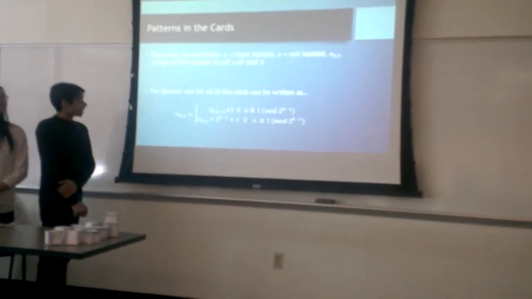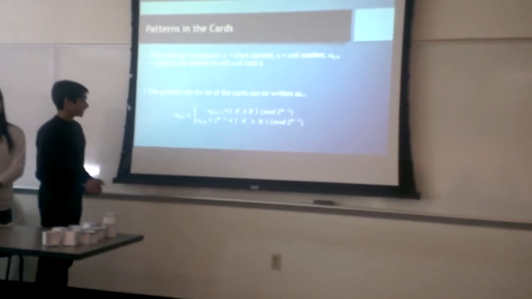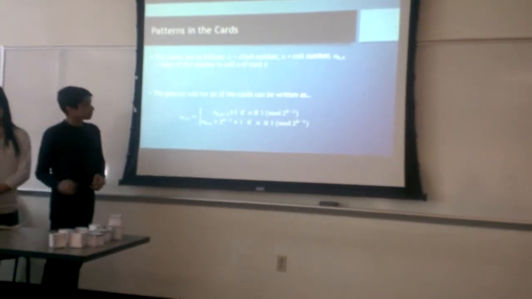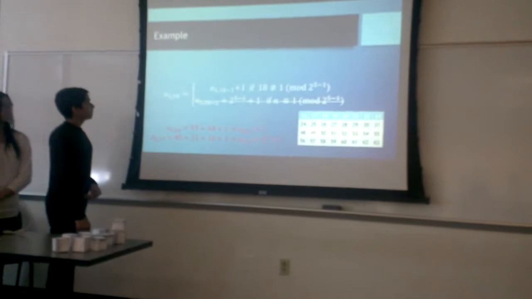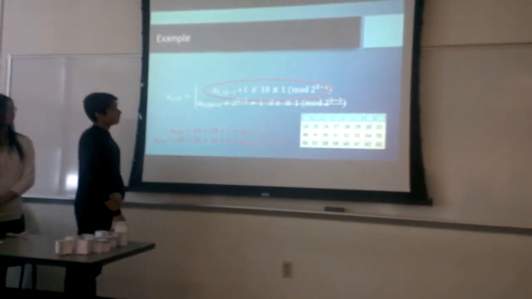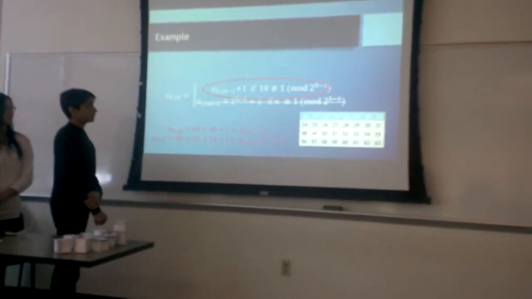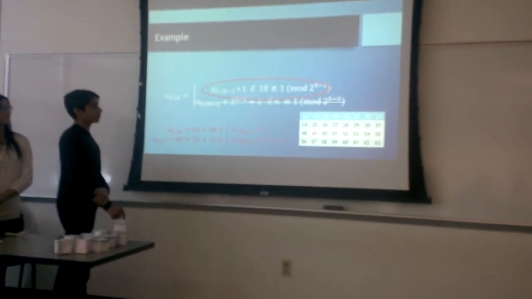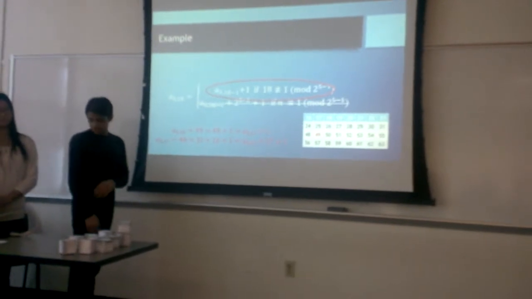We notice a general pattern in the cards. It can be written like this, which is extremely big, so we'll break it down. For example, if we take 49, we can plug it in: 49 mod 2 to the 4, which is 16, is not equal to 1. You don't have a remainder of 1, so you add 1, and 49 would then go to 50 in the next column, or the next cell.